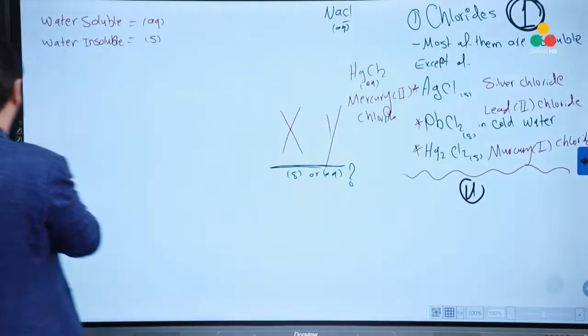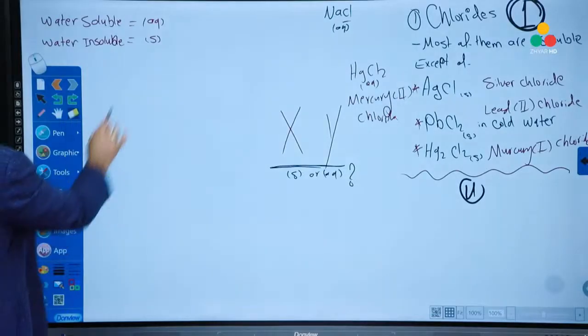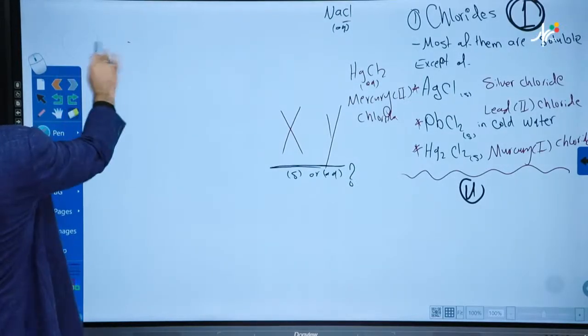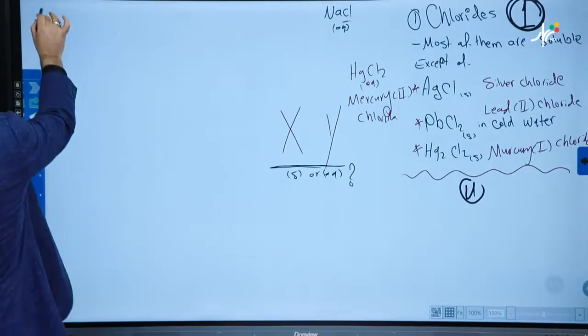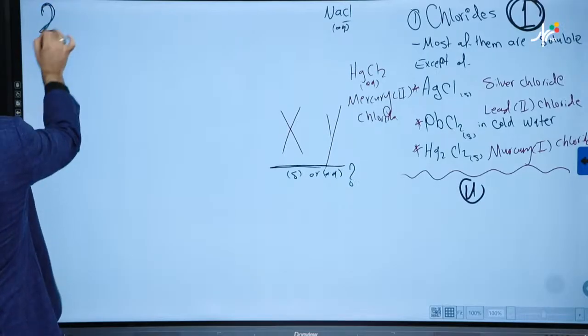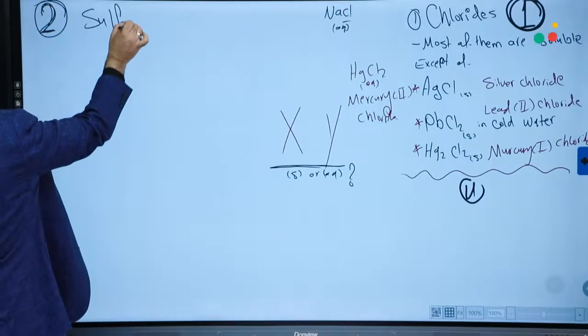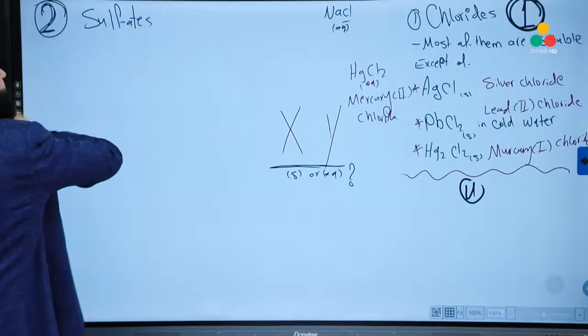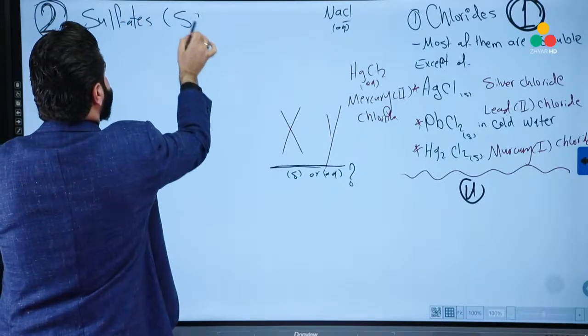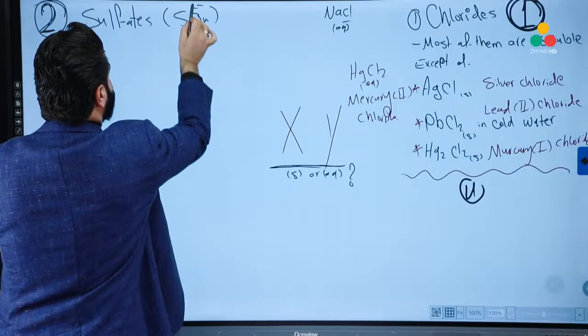Chlorides, most of them are soluble except for the following things. Okay. Rule number two. I will delete this part. Look. Rule number two. The second rule. Sulfates. It means compounds containing SO4 2-.